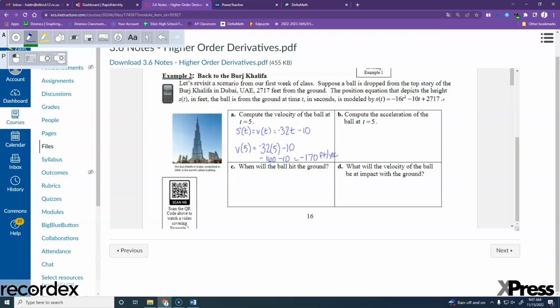Okay, why is it negative? It's going in the negative direction, down there, and velocity has direction.